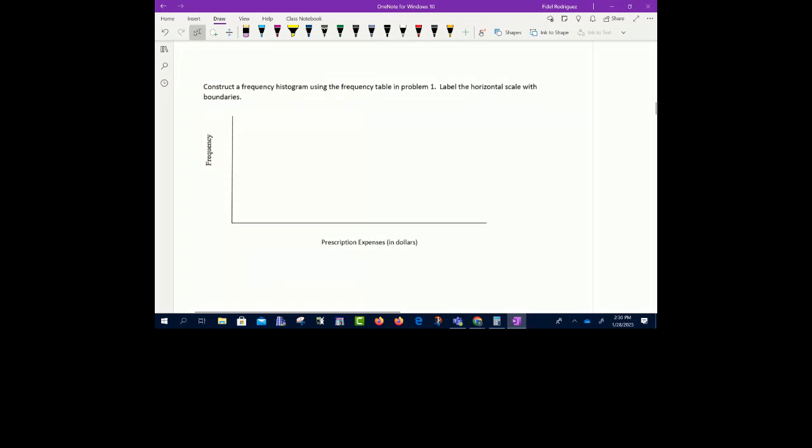Let's see. So let me scroll down here. Here we go. Okay, it says, can we construct a frequency histogram using the frequency table in the first problem, the one where we made that big chart a little while ago, and label the horizontal scale with class boundaries?